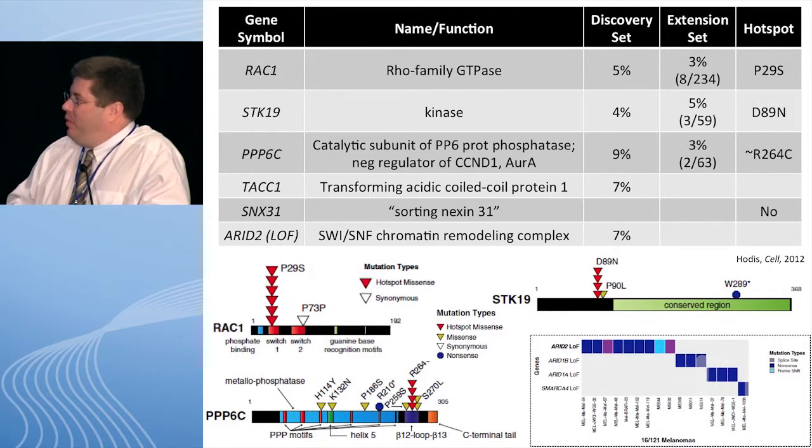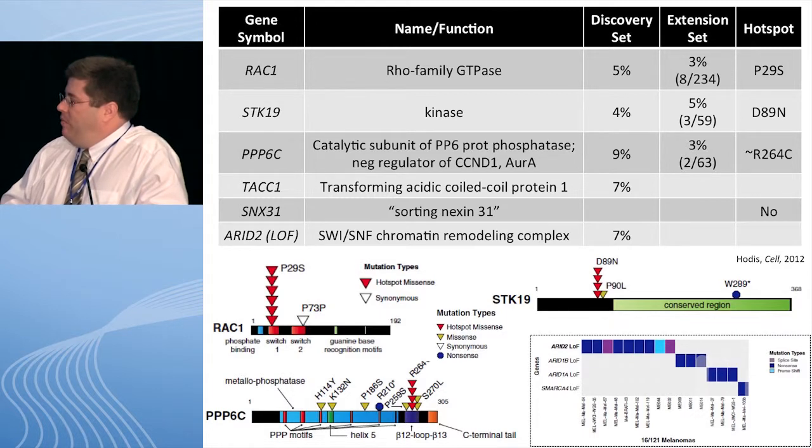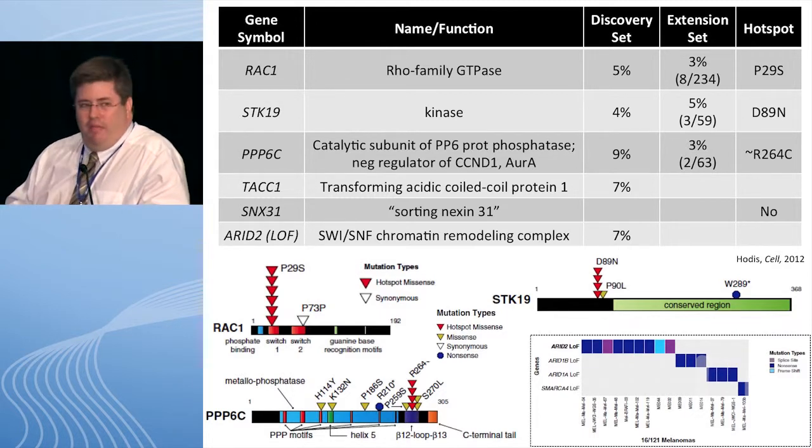As summarized from the previous paper, we do have functional evidence to support that the RAC1 mutations truly affect the function of RAC1, but we actually don't have functional data for these other mutations yet. Some of the genes, like STK19, which is a kinase, show that many of the mutations do actually cluster to a certain hotspot or hotspot region, but again, we see mutations elsewhere in the gene.